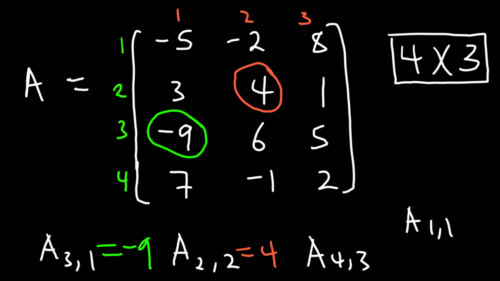Now what about element A43? From our matrix, 2 is located in the fourth row, third column. Therefore, element A43 will be equal to 2. Now what about element A11? We need to find which element is located in the first row, first column. That element is -5. Therefore, element A11 will be equal to -5.